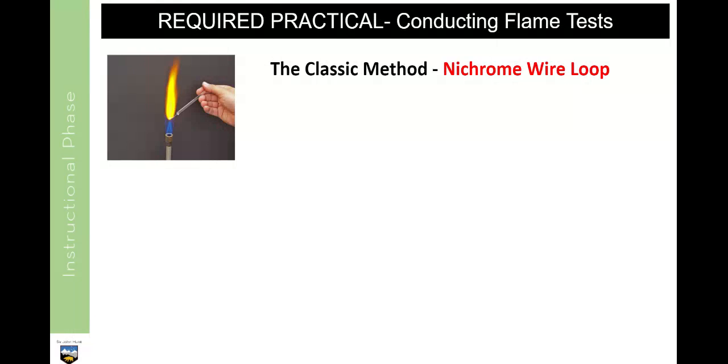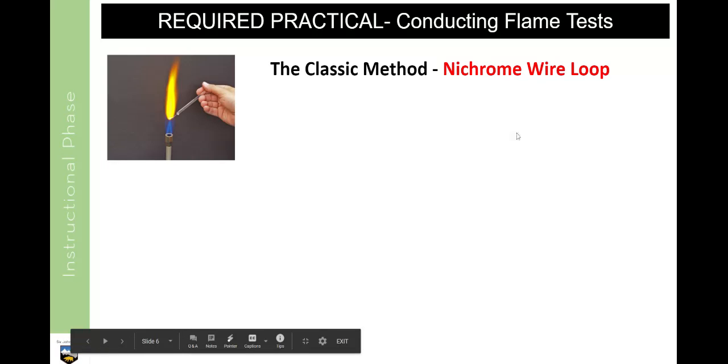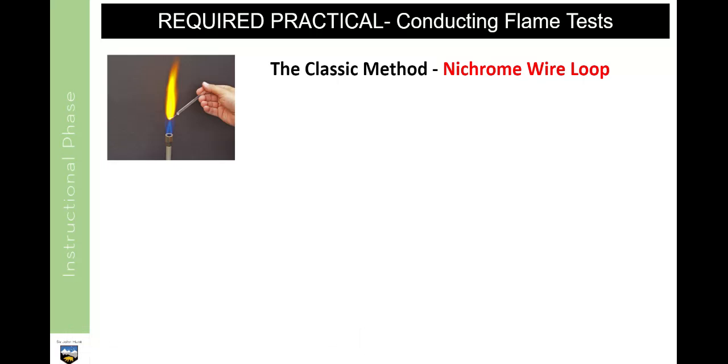So this is a required practical for GCSE, so you do need to be able to explain how to complete a flame test. There's 3 different ways to complete what we call a flame test, 3 different ways to test for metal ions. So the classic method is using a nichrome wire loop, made of nickel and chromium. Now, if you can't remember that name, you can just say a wire loop.